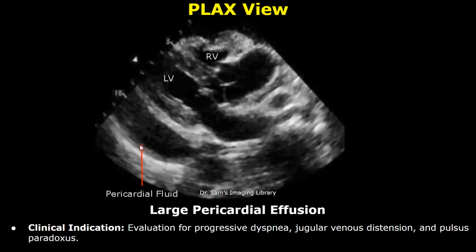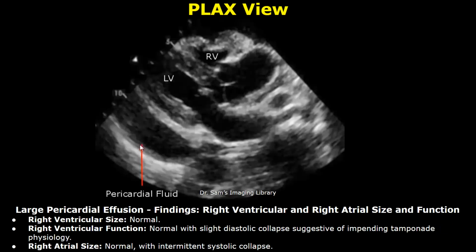This is a report for a large pericardial effusion. Clinical indications are evaluation for progressive dyspnea, jugular venous distension, and pulsus paradoxus. The right ventricular size is normal. Right ventricular function is normal with slight diastolic collapse suggestive of impending tamponade physiology. And the atrial size is normal with intermittent systolic collapse.